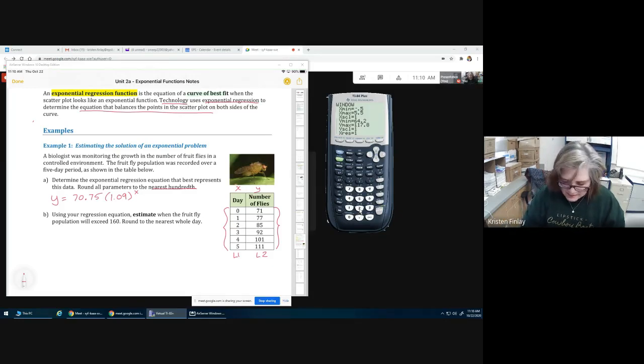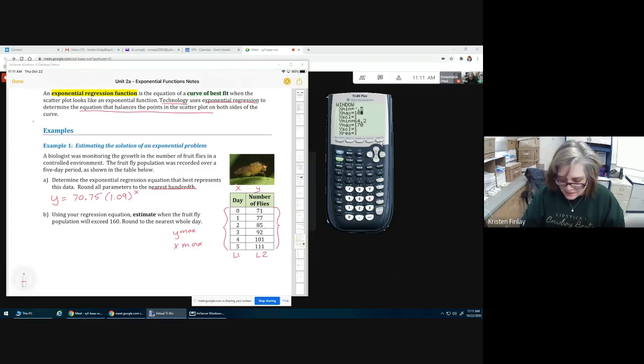So I want to extend my y max so that it's going to be greater than 160. So let's say 170. Now I've increased that, so I'm going to also increase my x max because I want to make sure that I have a value there. So I'm going to increase it to 10. That's an estimate based on the information provided. If I need to, I can always extend those windows again.